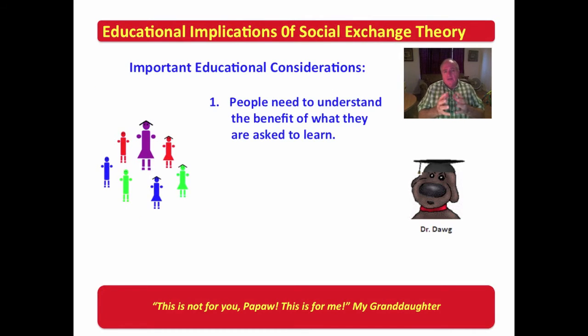First of all, people need to understand the benefit of what they're asked to learn. Those of you who have studied andragogy under Malcolm Knowles will recognize that statement right out of the concepts of andragogy. Adults want to understand the benefit. Adults are busy. Adults have a lot going on. Adults need to know why they're being asked to learn certain things. Well, I would extend that to young people as well. People, young, old, middle-aged, everything in between, need to understand the benefit of what they're asked to learn.